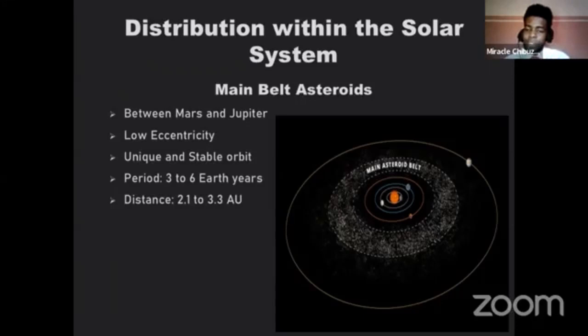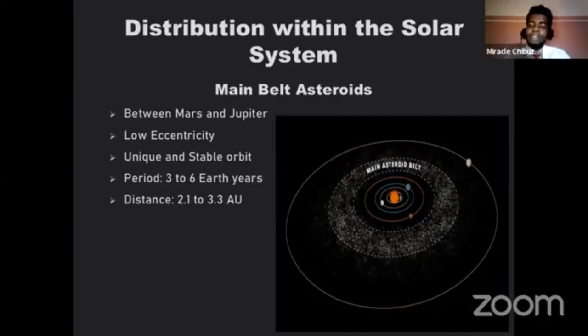And what is an astronomical unit? An astronomical unit is the unit we use in astronomy. It simply means the distance between the Earth and the sun, or from the sun to the Earth. From the sun to the Earth, we call it 1 astronomical unit. There are other units, but we just use this as a standard.